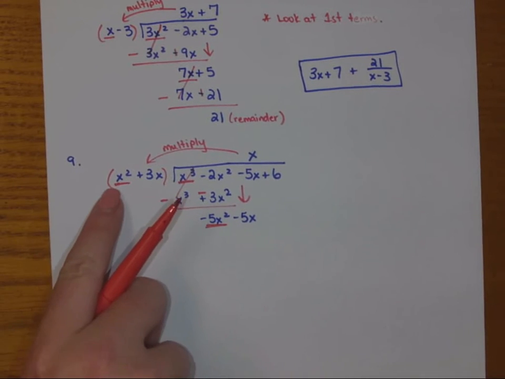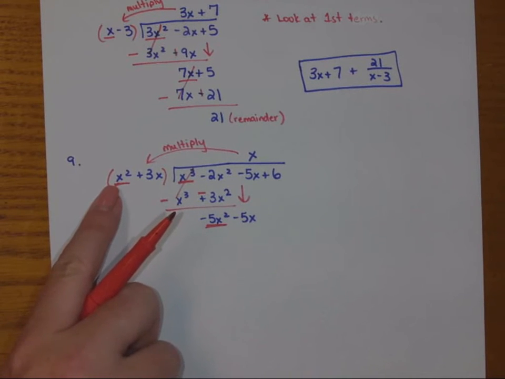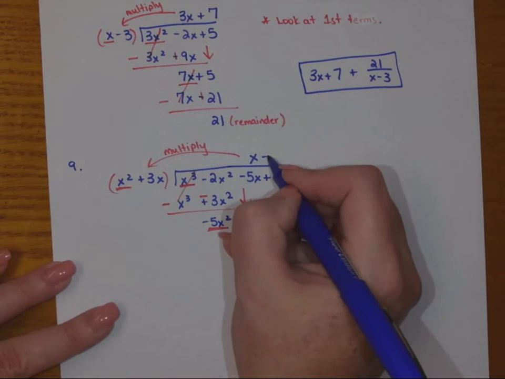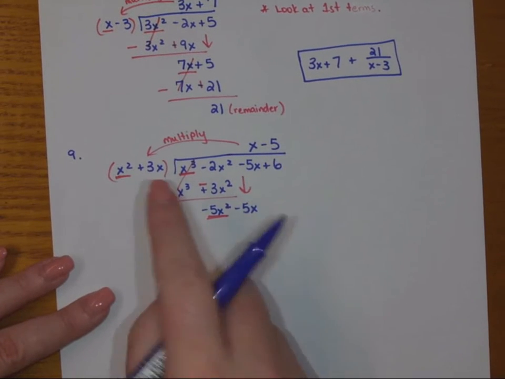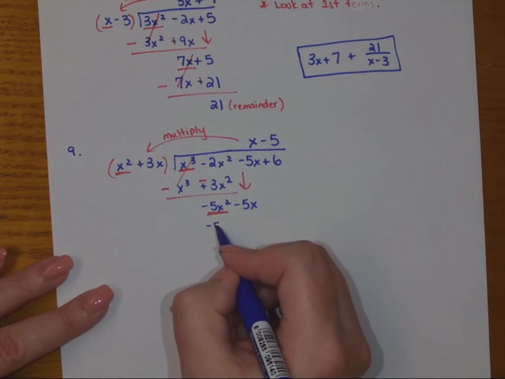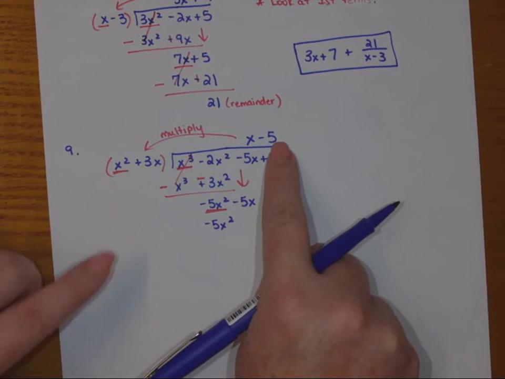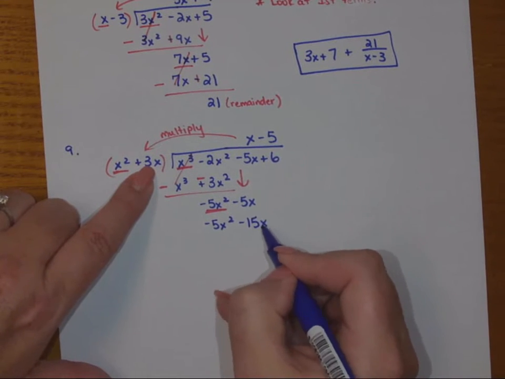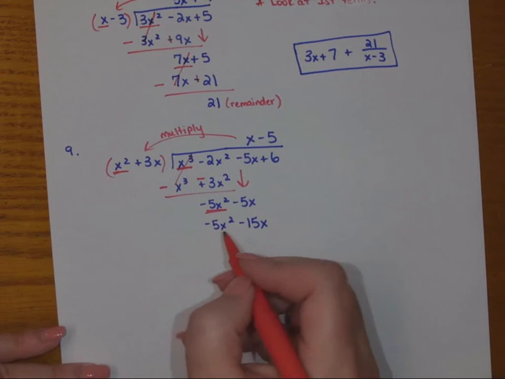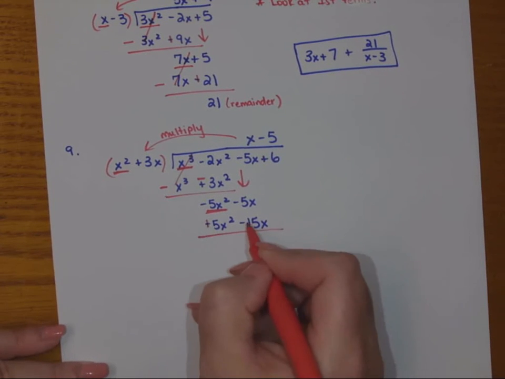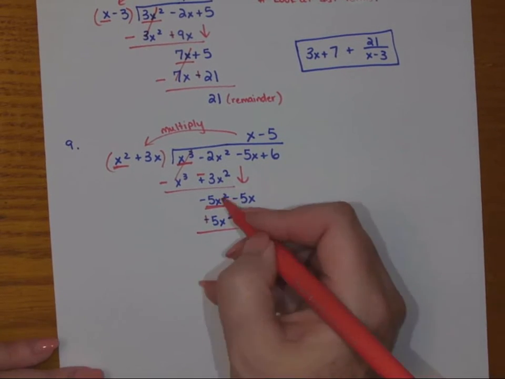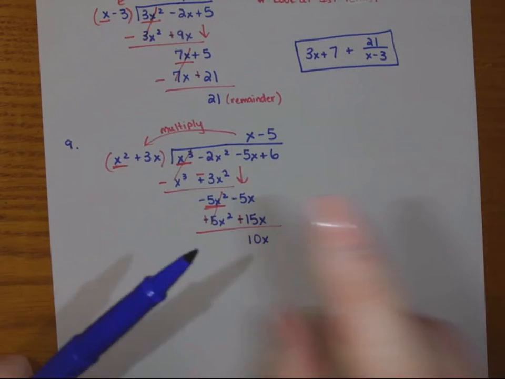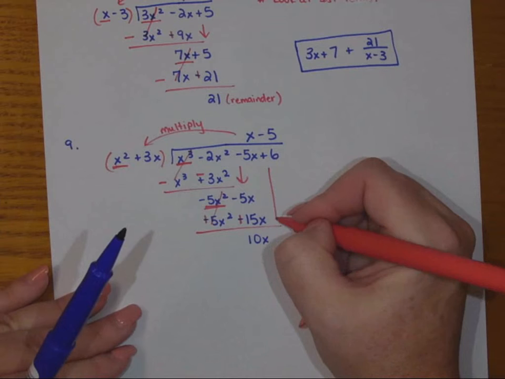Again, we're going to say, what would happen if I divided out an x squared from a negative 5x squared? And the answer is I would get negative 5. So negative 5 times x squared is negative 5x squared. Negative 5 times 3x would be minus 15x. And then we're going to come through and subtract, which changes all the signs. So this is gone, and we've got 10x here. Don't forget to bring down your final term.